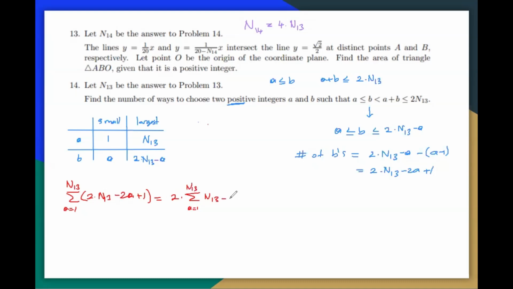And the second one has a negative, so I'm going to take this negative 2 in front. So that should be A starting at 1 and ending at n of 13 again. And the last one is plus 1. And the same thing for this one.